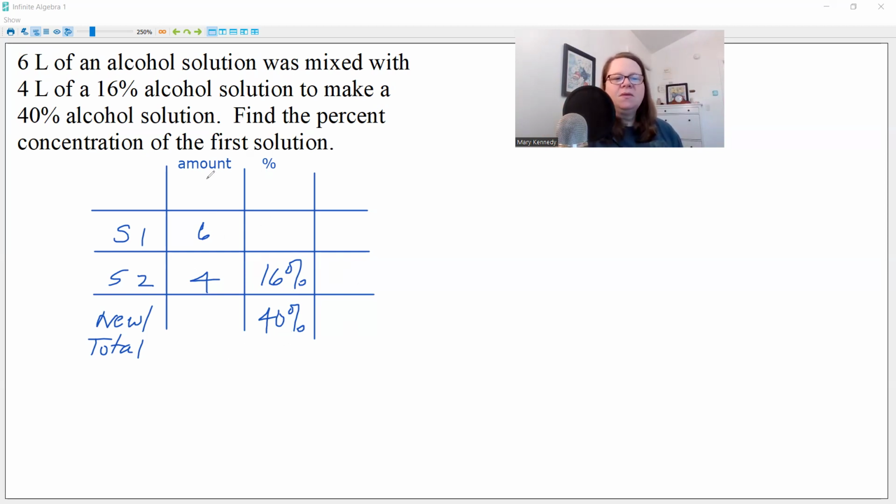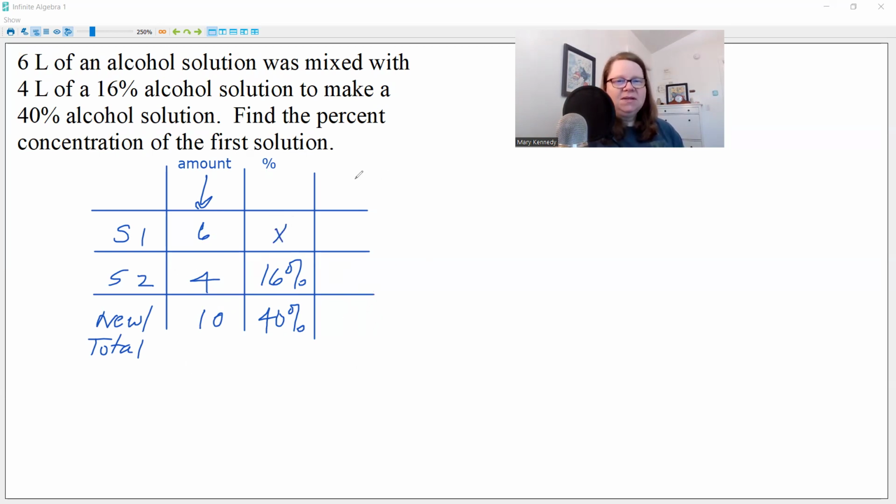All right, the amount: if we put in 6 liters of one thing and 4 liters of another, then our total is 10. So that's kind of nice, this is just a sum of the numbers above it. But the question is, find the percent concentration of the first solution. So that is our X value.